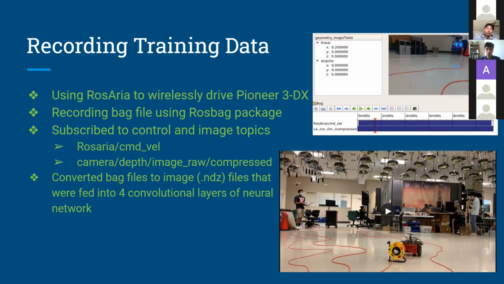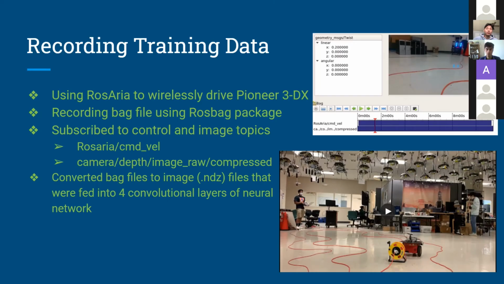So this interface in the top right, this is what RQT bag looks like. So on the left of this interface, this is a control topic. So we use the twist message, and this twist message has 2 attributes. It has a linear and an angular attribute. So the linear speed of the robot, that's the X variable in the linear attribute. And then the steering angle of the robot, that's the Z variable of the angular attribute.